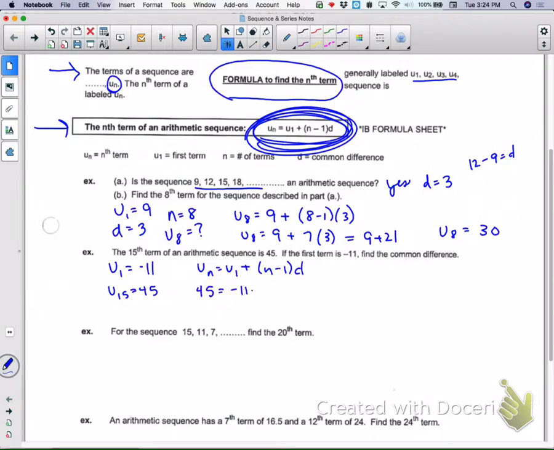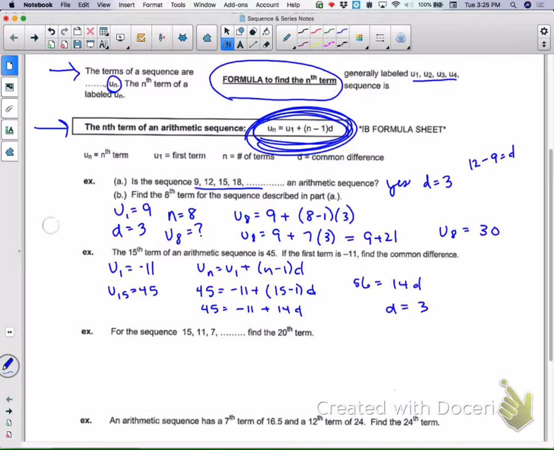I would take my first term, I would plug in 15 minus 1, and then I would multiply times that common difference. Well, I don't know what it is, but I know everything else, so I can go backwards and solve for d. So 45 is equal to negative 11 plus 14d. So 56 would be equal to 14d, and d is 3. Now, there are some other ways that you could reason that out, and that's fine, as long as you're showing work and not just randomly having the 3 there.